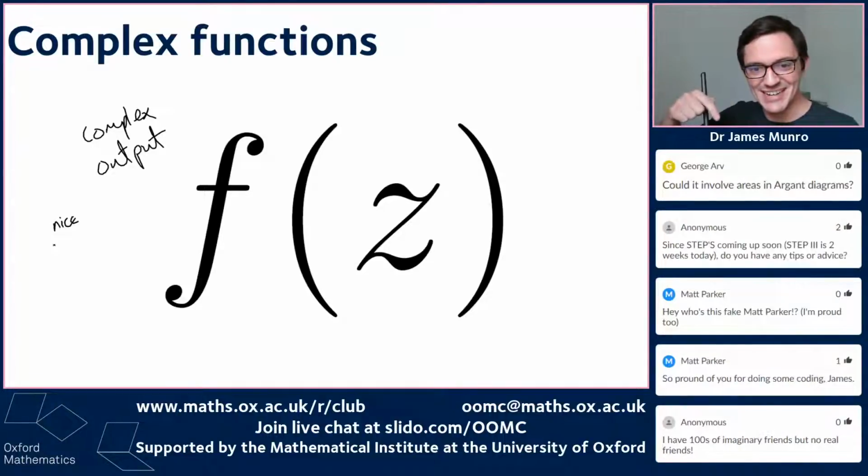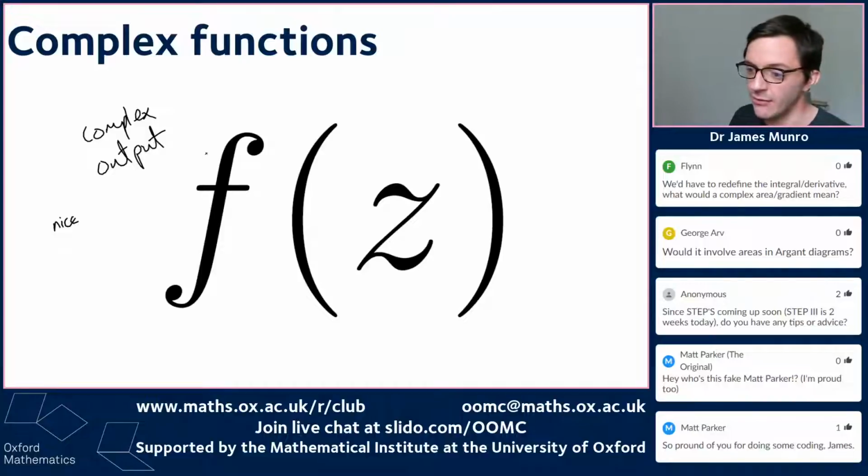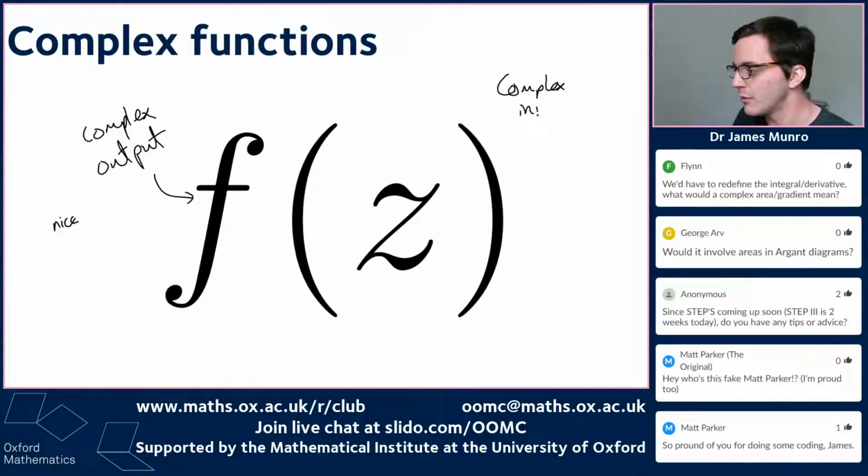But as George says, we're going to do something with the Argand diagram. If you've got an input and then a complex output, you could imagine the output being somewhere in the Argand diagram. Things are going to get really complicated if we start thinking about complex input. So this is one reason to use z instead of x, to really stress that we're using complex inputs.